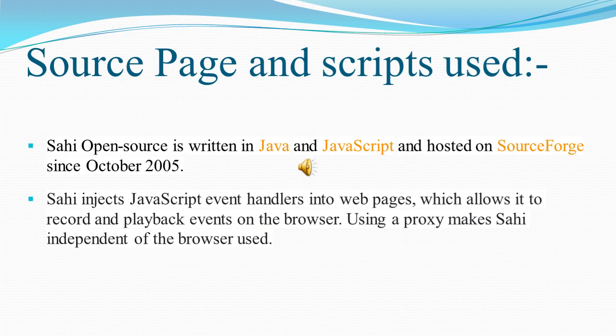Sahi Pro injects JavaScript event handlers into web pages, which allows it to record and playback events on the browser. Using a proxy makes Sahi Pro independent of the browser used. Now getting into some technical details of Sahi Pro. Sahi Pro runs as a proxy server and the browser's proxy settings are configured to point to Sahi's proxy. Then it injects JavaScript handlers, as told before.